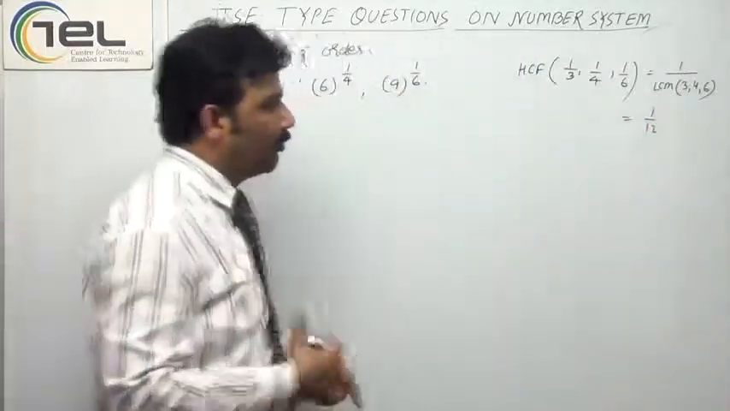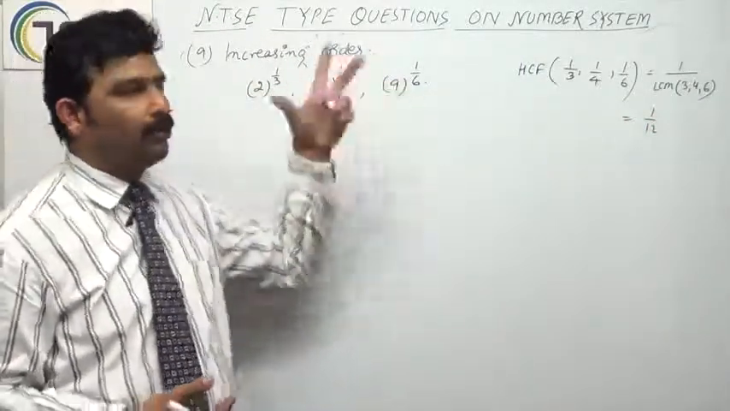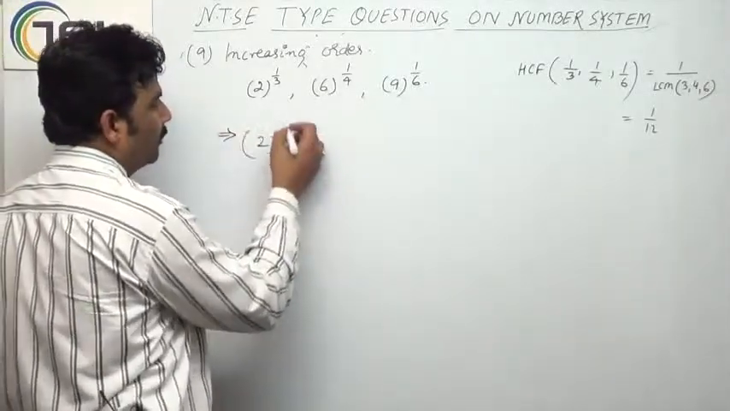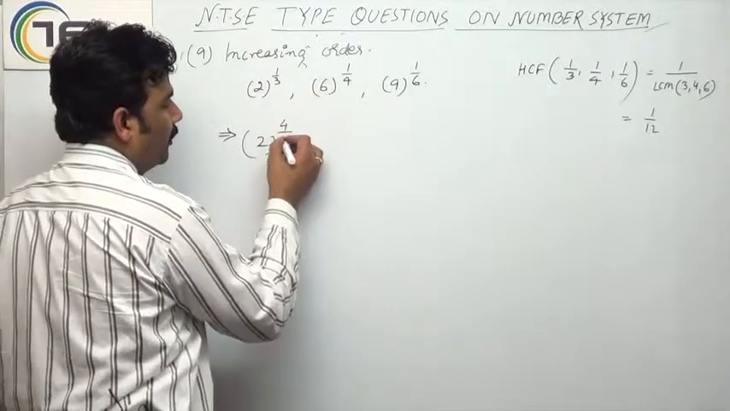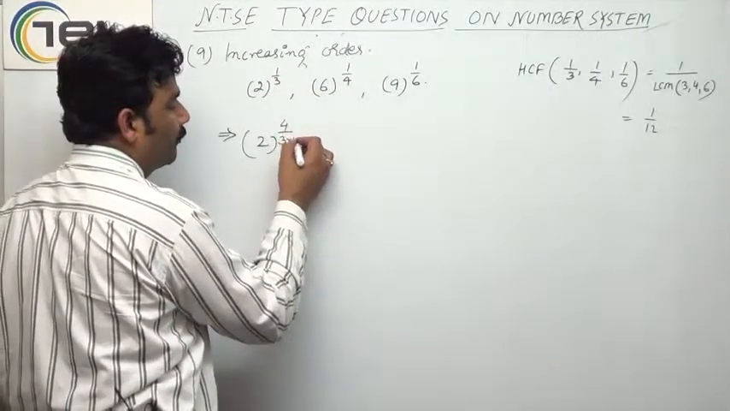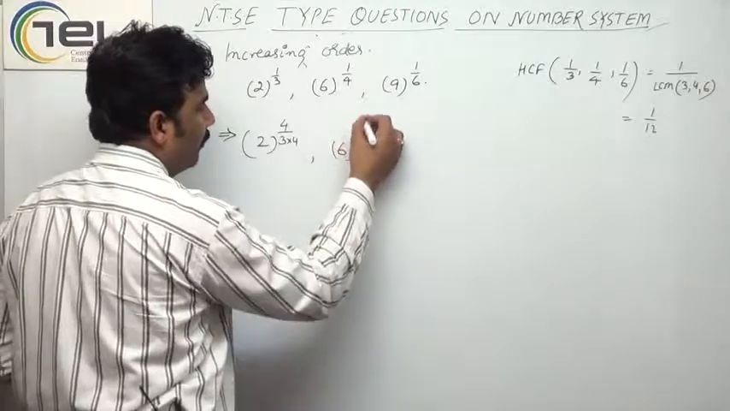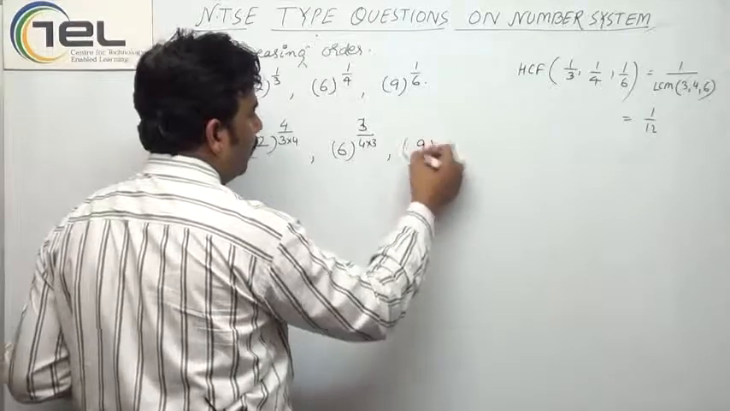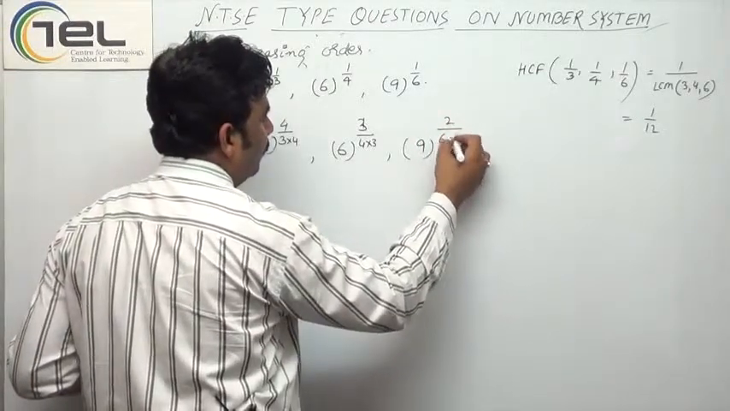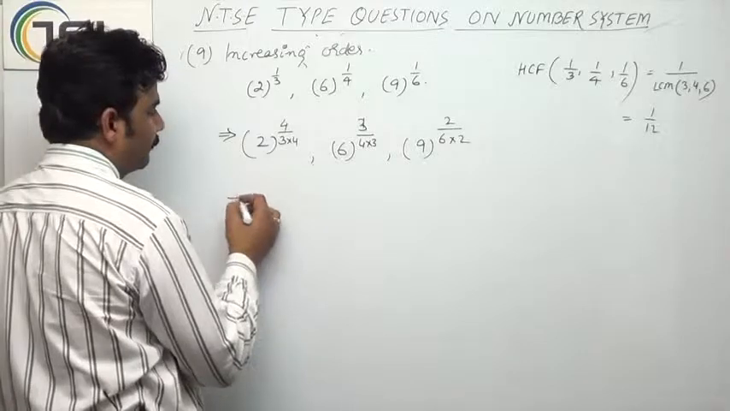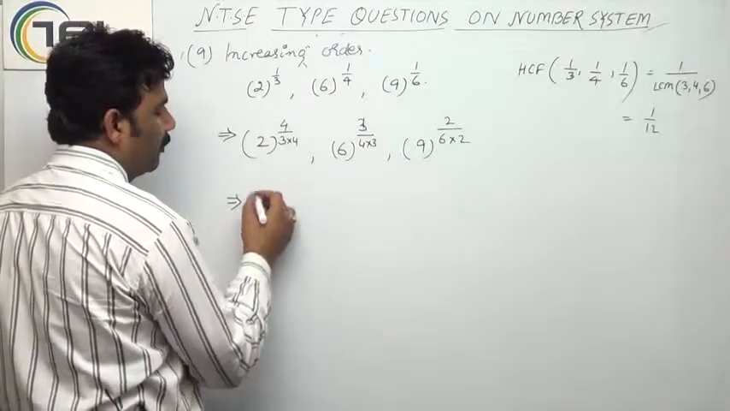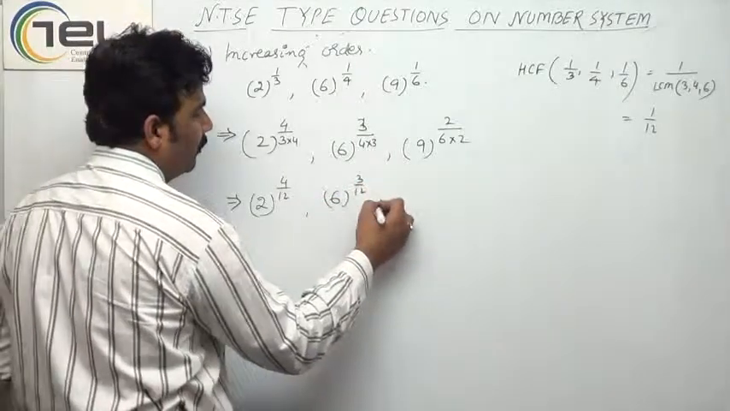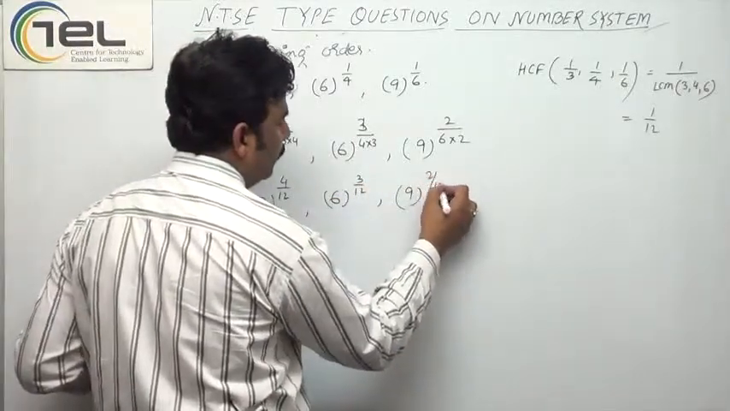So I have to convert all of them into 1 by 12. How can I convert? Easily, it can be converted like this. Multiply and divide by 4, multiply and divide by 3, and multiply and divide by 2. It becomes 2 raised to the power 4 by 12, 6 raised to the power 3 by 12, and 9 raised to the power 2 by 12.